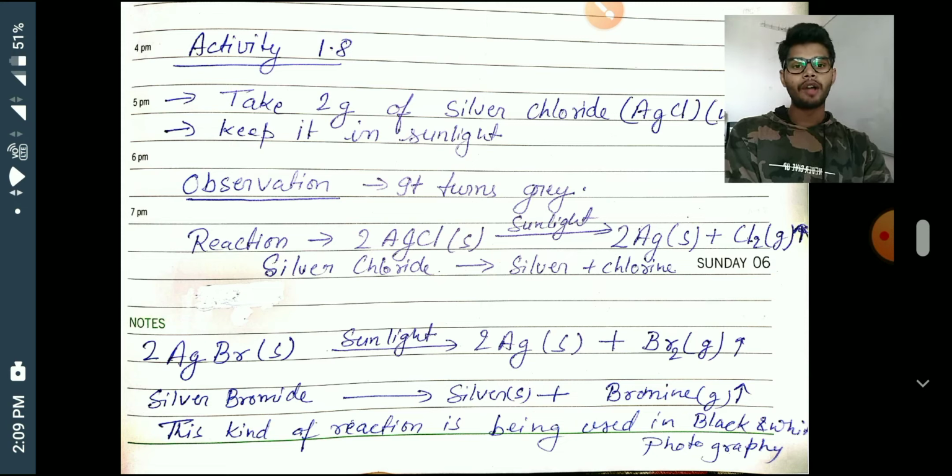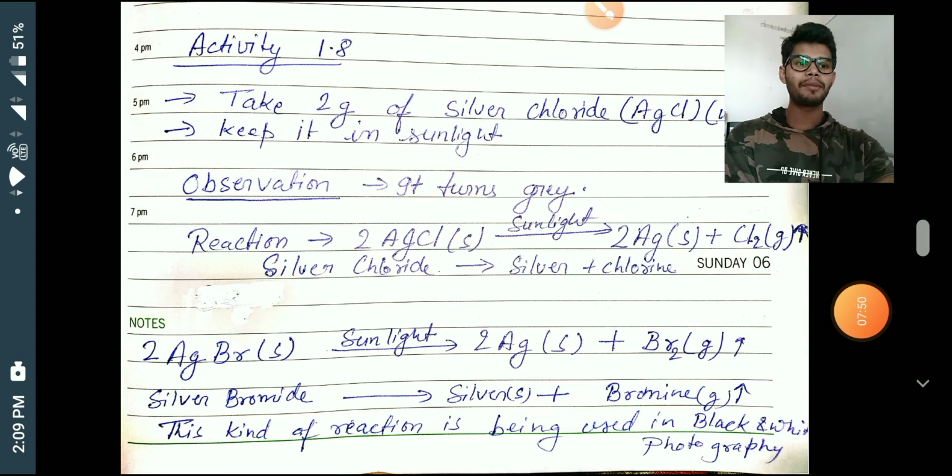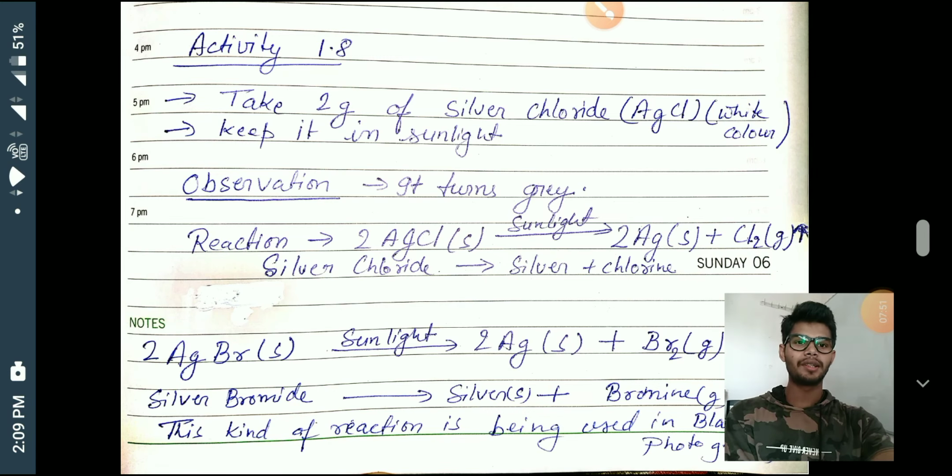So the silver bromide reaction was used in black and white photography, but it's now history. We do not use this kind of reaction nowadays in black and white photography. We have digital cameras and special cameras, so we don't use these things now.